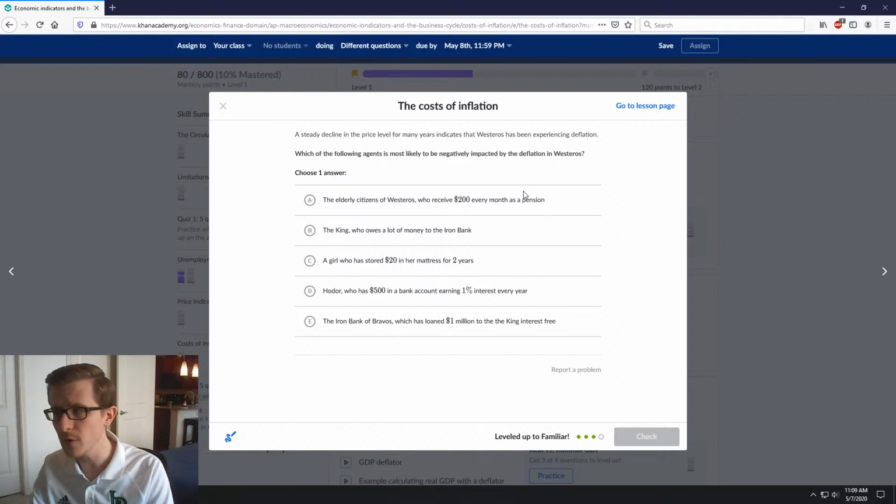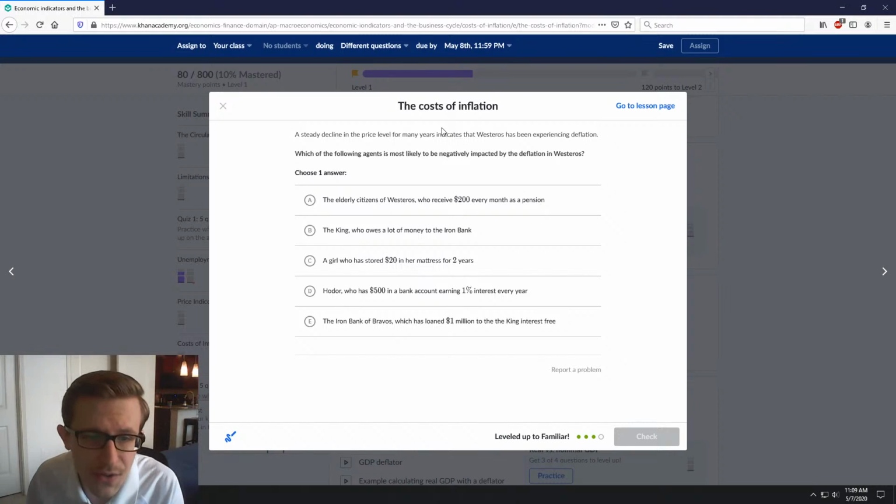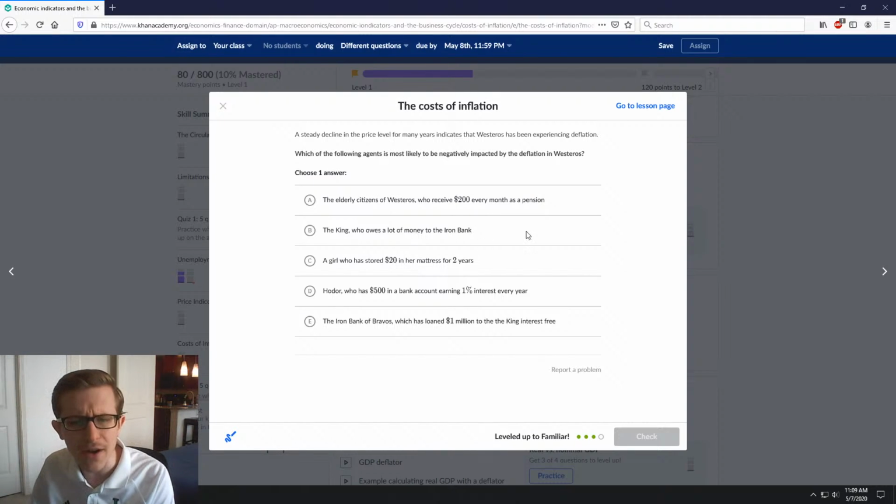It's effectively going to be worth more. That's right. So, that $200, it's going to have more buying power. Again, how we determine the value of a dollar is what you can buy with it, irrespective of everything else. So the king, who owes a lot of money to the bank, a lot of money to the Iron Bank. So again, that's that borrower-lender situation.